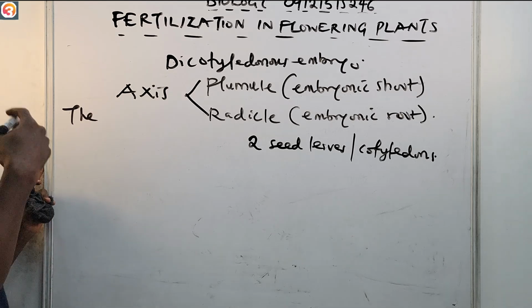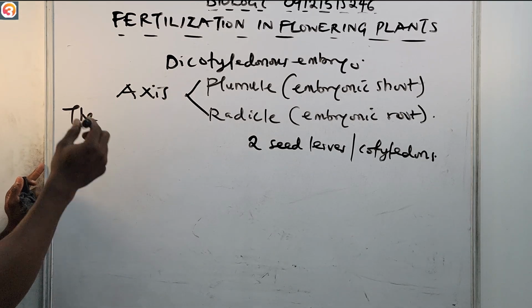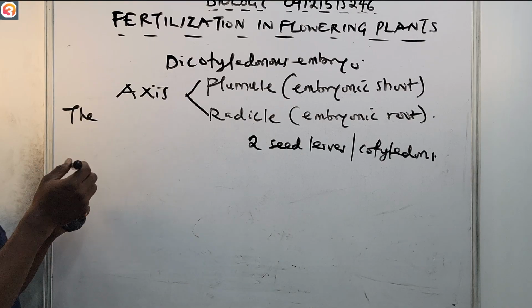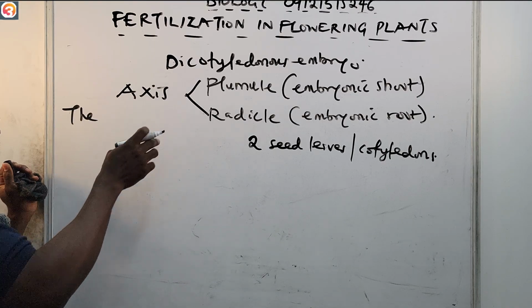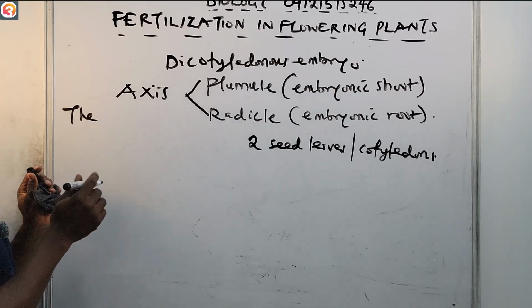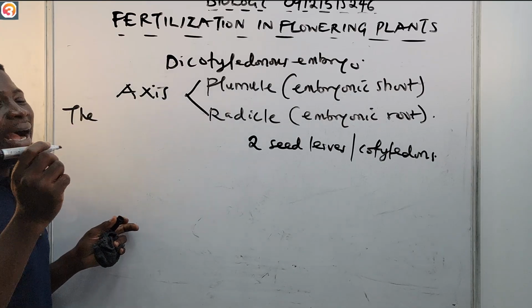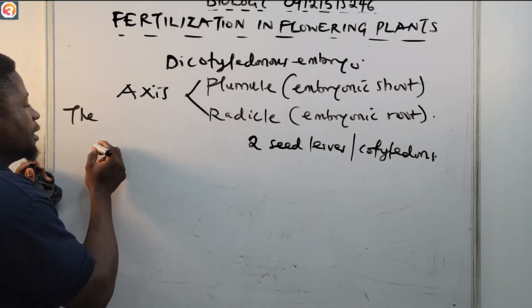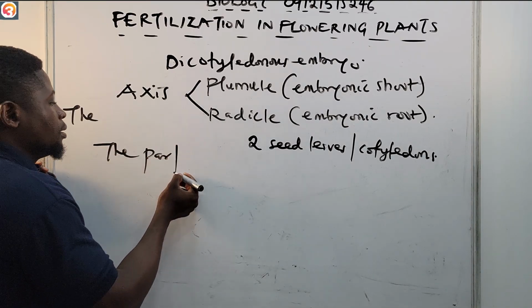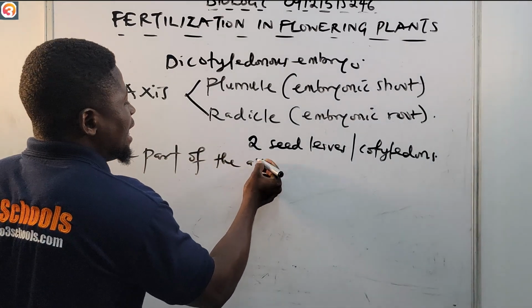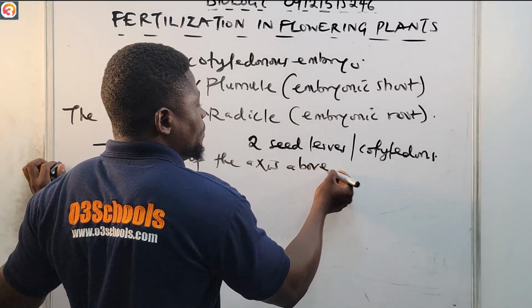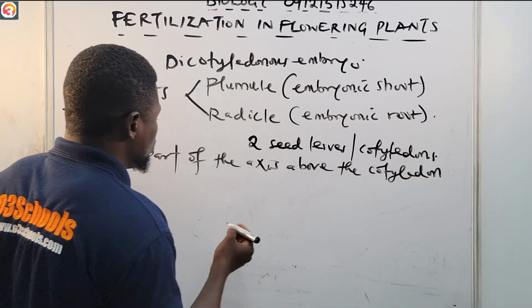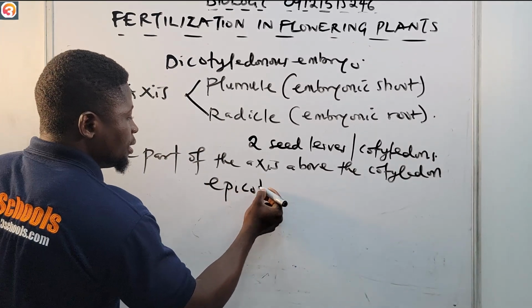The cotyledons arise on the axis at the junction of the what? The radicle and the plumule. The part of the axis above the cotyledon is what we call the epicotyl.